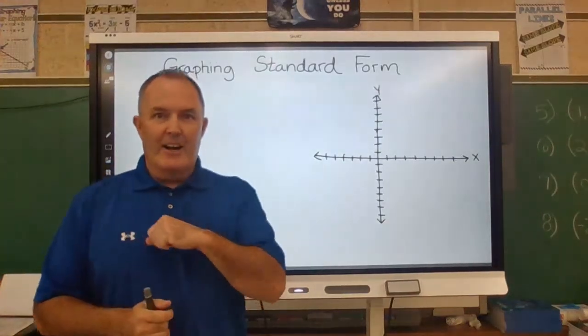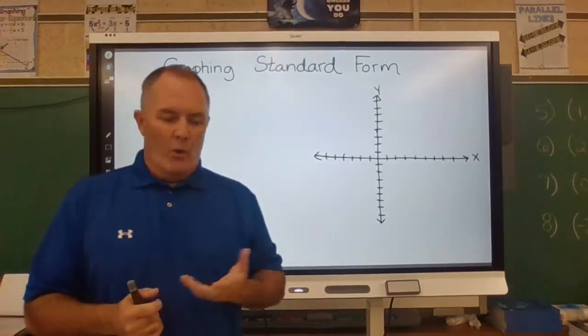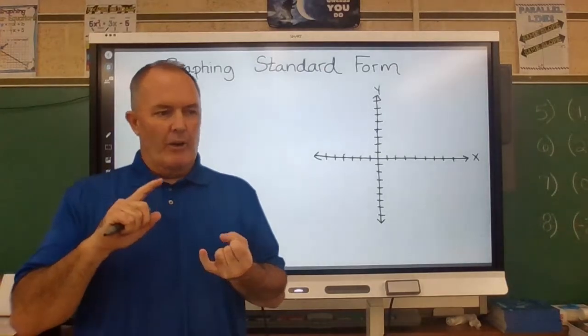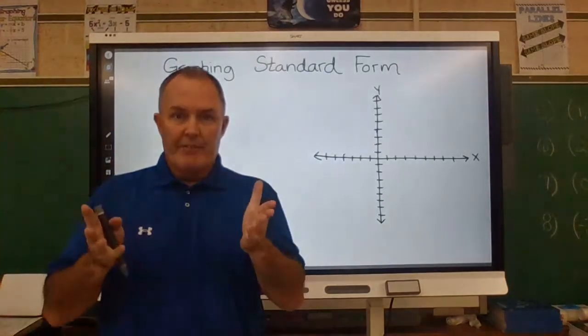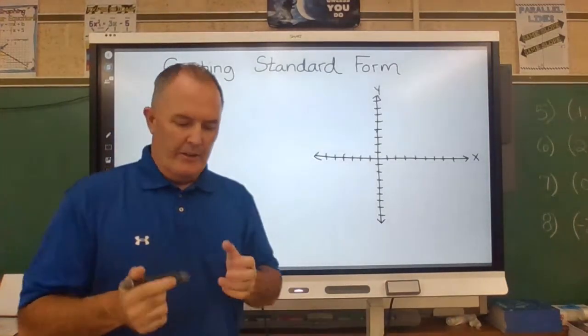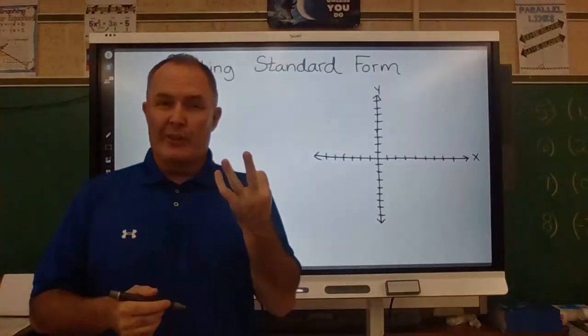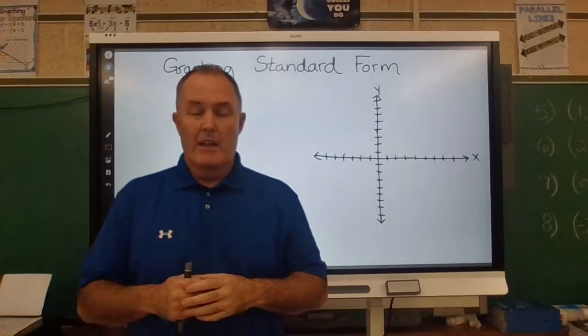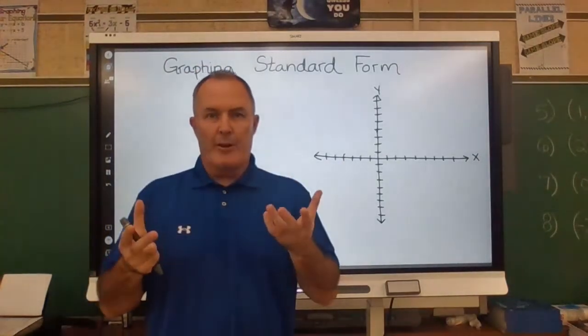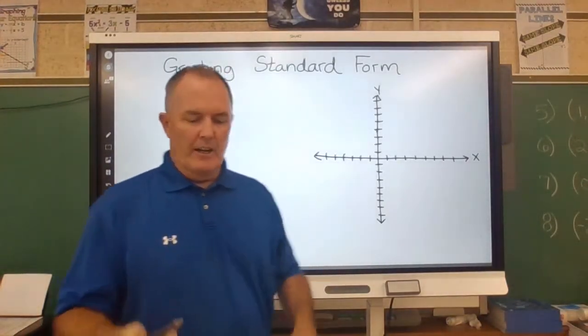All right, next up, graphing standard form. So we just learned how to graph slope-intercept form. If you forgot how to do it, just watch the last video. But now we're going to talk about the second one, or actually the third one we talked about in class recently, is standard form, which is a linear equation on how to graph a straight line.